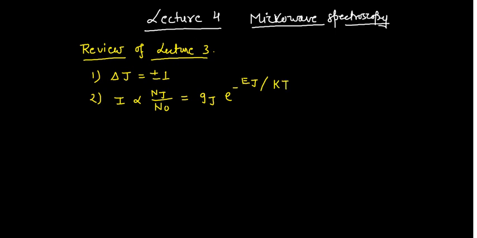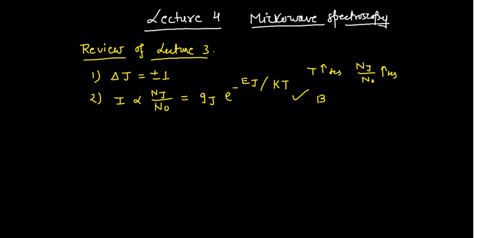I also explained how things go when the temperature increases, what will happen when we increase the temperature, and what will happen when the J value increases. I already told you that when temperature increases, this decreases, and in that case your population difference also increases, because it is in the denominator. And then I also discussed the effect of the rotational constant B.